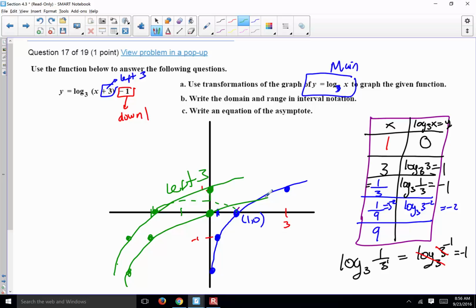Okay, now we're almost there. I'm sorry, I'm 1 minute ahead of time. But you need to write domain and range in interval notation and the equation of the asymptote. I will continue the rest tomorrow. We did the graph. Well, we need to read a couple of pieces of info from the picture and the equation as well.